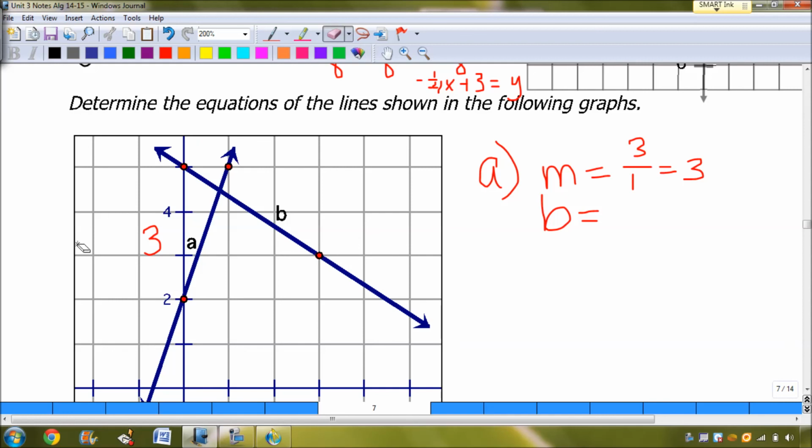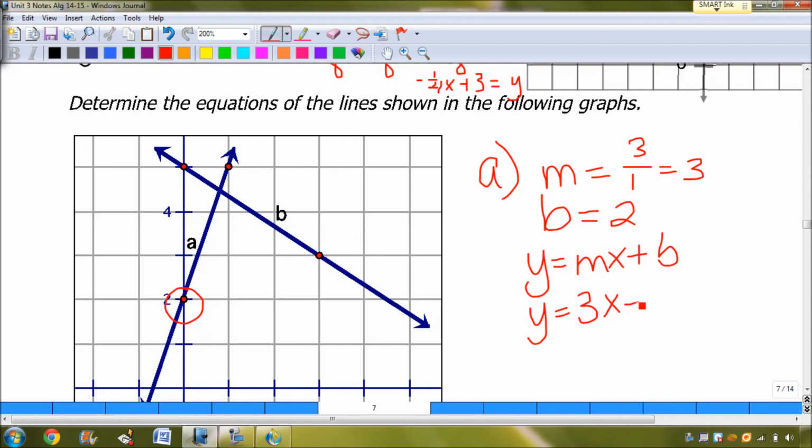And then the next thing that I need to do is figure out what the y-intercept is. Well, the y-intercept is where it starts on the y-axis. So that's 2. So that means that the equation of my line, since it's y equals mx plus b, would be y equals 3x plus 2. Okay?